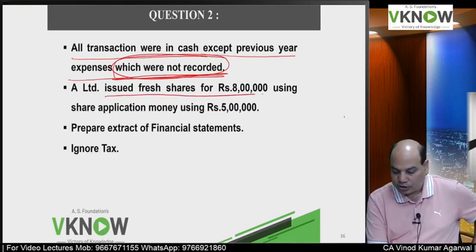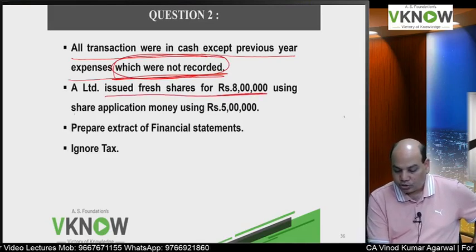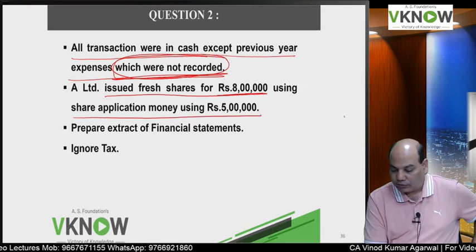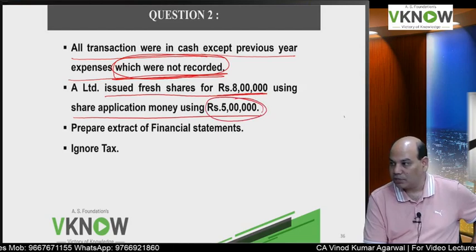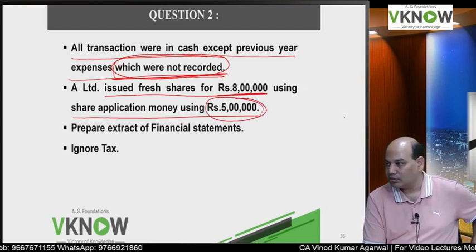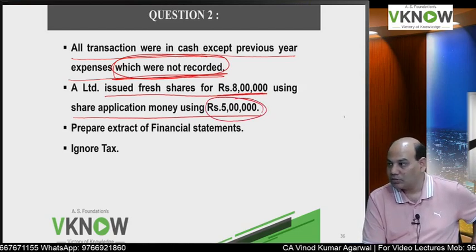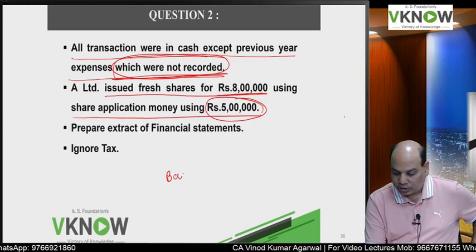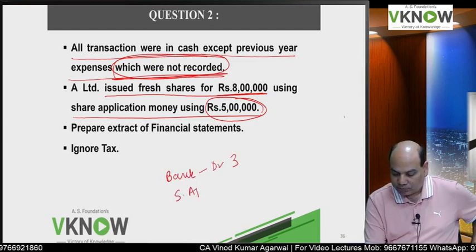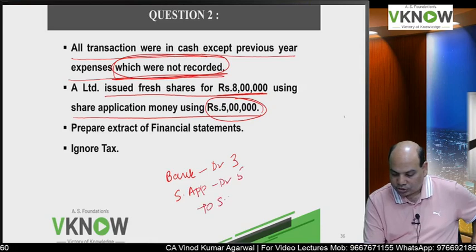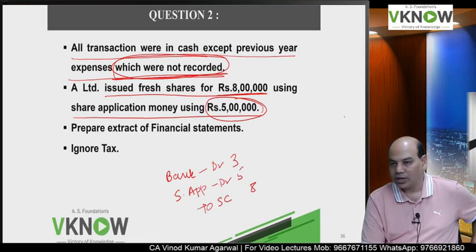Fresh issue of share 8 lakh. Using share application money 5 lakh. So 5 lakh you will transfer from share application money to share capital, and remaining 3 lakh will be received in cash. Yes or no? Bank account debit 3 lakh. Share application account debit 5 lakh. To share capital account 8 lakh.